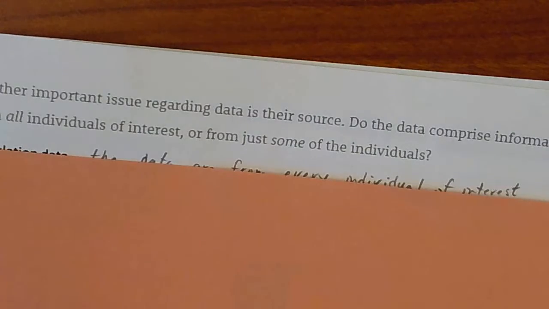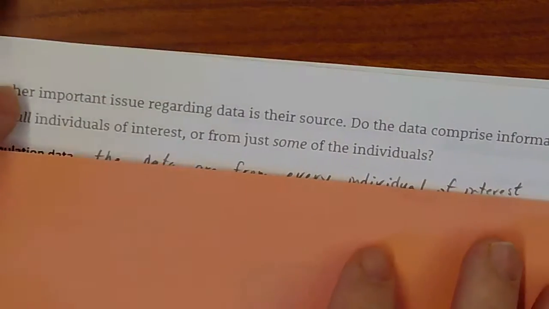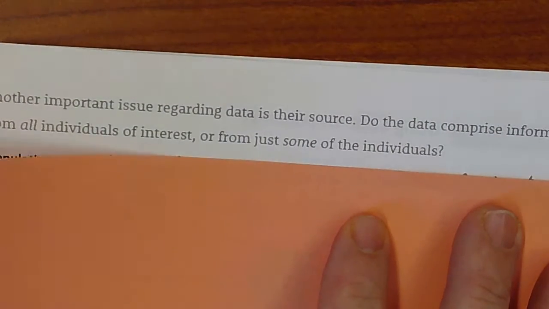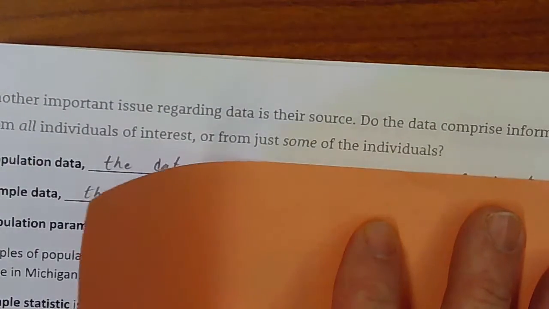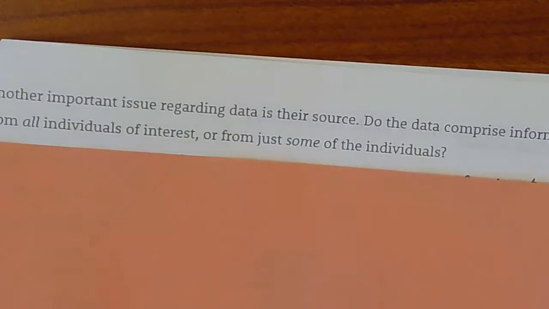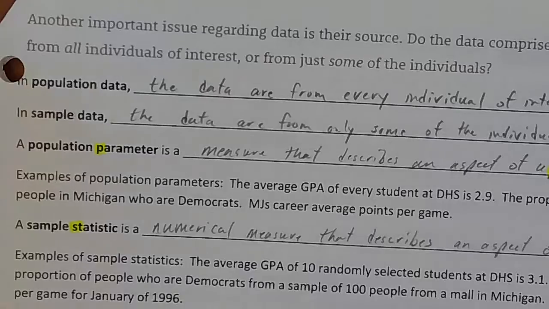Okay, continuing on page 5, we still have some more terms to get through. Population data, sample data, population parameter, and sample statistic are our next learning targets. So read the rest of that while filling these in, and then we'll talk about those definitions and then do example 1. Take a moment to do that now.